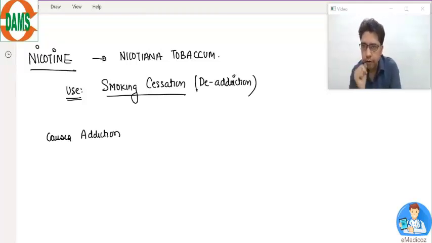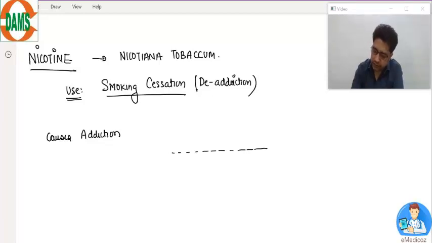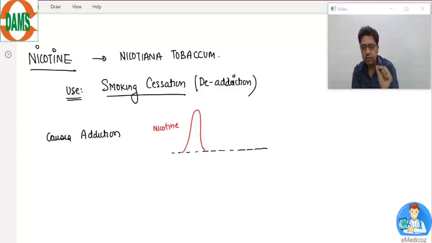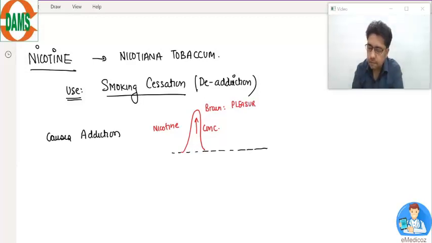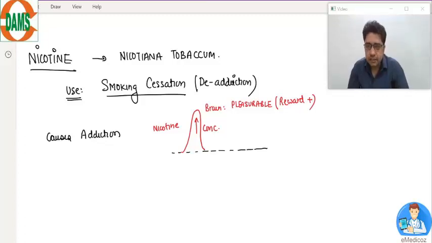Suppose there is a person who smokes a cigarette. When a person smokes a cigarette, the concentration of nicotine present in the cigarette will increase. Do you agree with this part? And in high concentration in our brain, this nicotine will produce a happy feeling. Happy feeling means a person will have a pleasurable effect. That is why a person loves to smoke. Can we say that this pleasurable effect is a rewarding effect? A person feels very happy, rewarded. That is why a person loves to smoke.